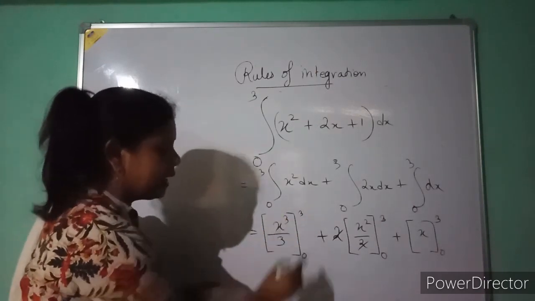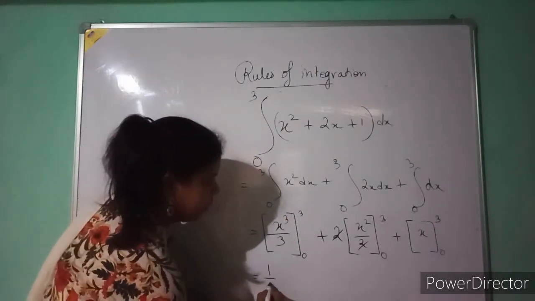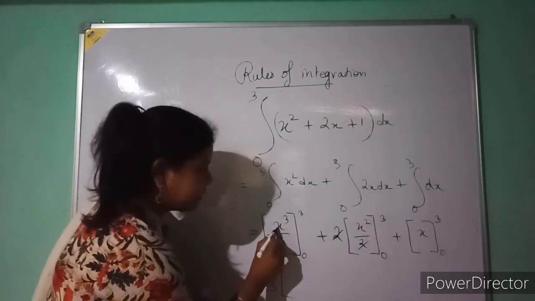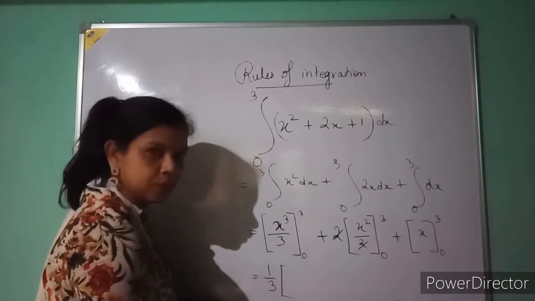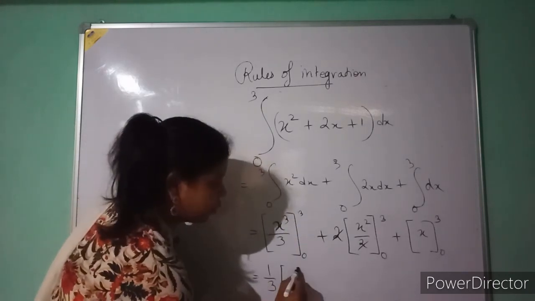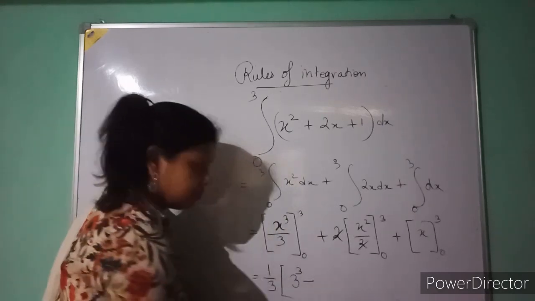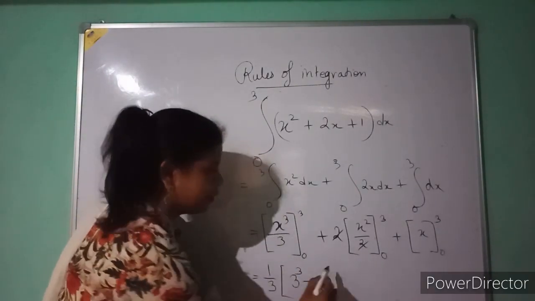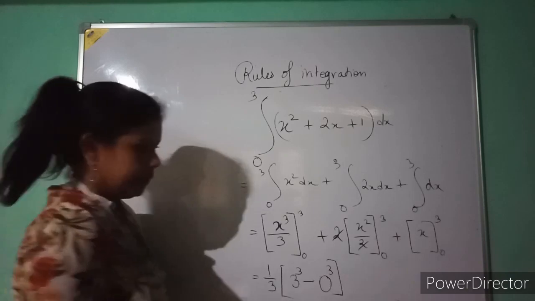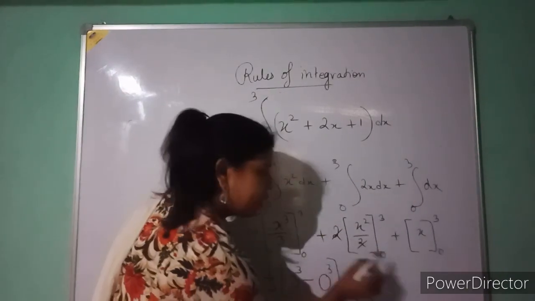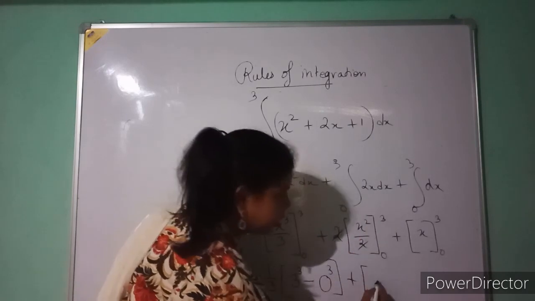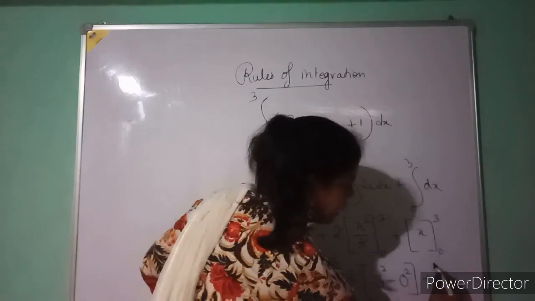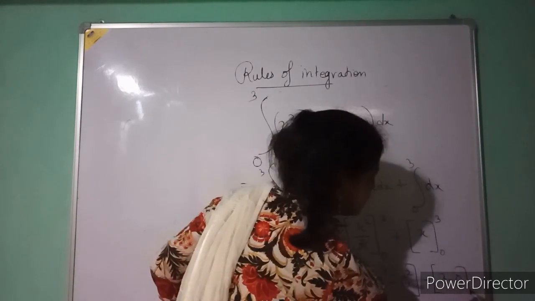Now my part is to use the upper and lower limit. So I will write 1 by 3 outside. What is the variable here? x is the variable, and its power is 3. The upper limit is 3, so I will write 3 cubed. Minus, always minus will be there. Then I will place the lower limit. The lower limit is 0, so in place of x I will write 0, then cubed. Then plus, 2 is not there, no need to write. Then x means 3, so 3 squared, minus 0 squared. Plus again x is there, so it is 3 minus 0.